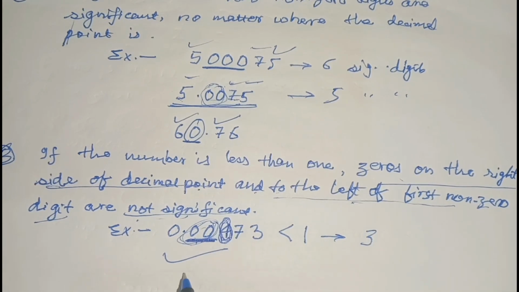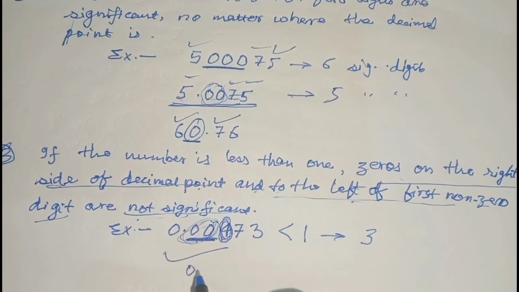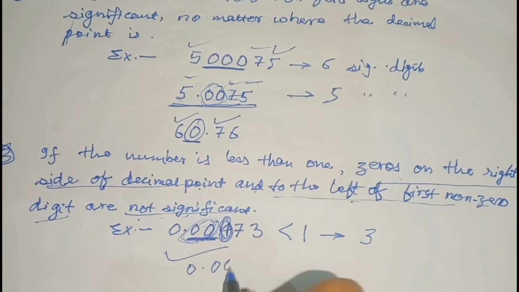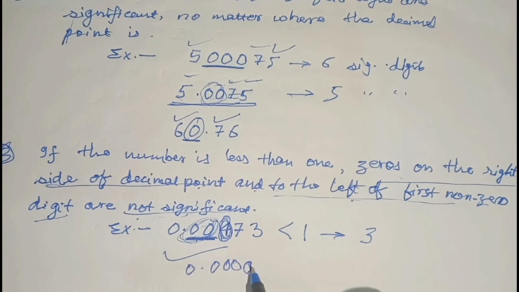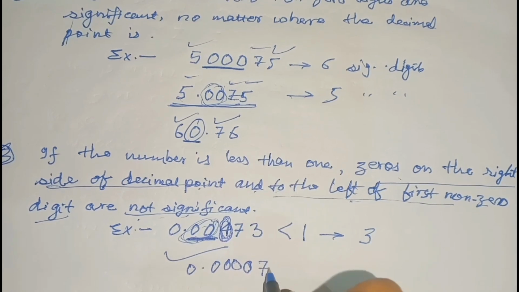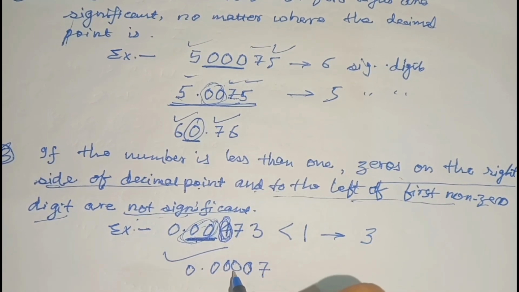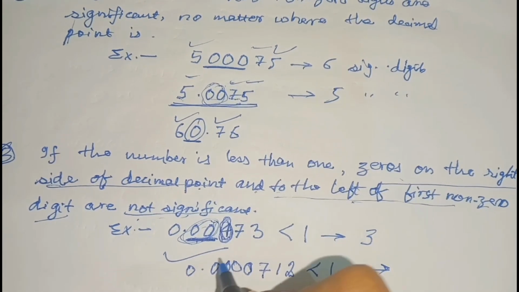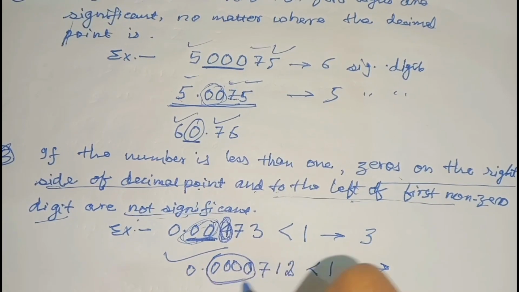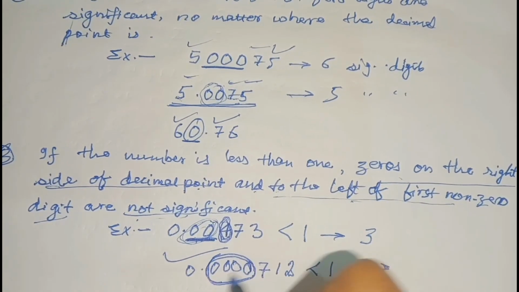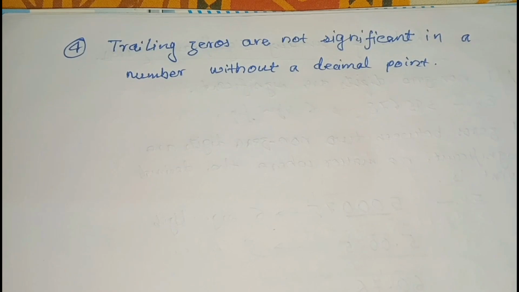Suppose one other example, any number less than 1, that is 0.00, any number of zeros we put before one non-zero digit, this is less than 1. These 4 zeros will not be significant according to rule number 3. Okay, and now the next rule. Now let's see rule number 4.